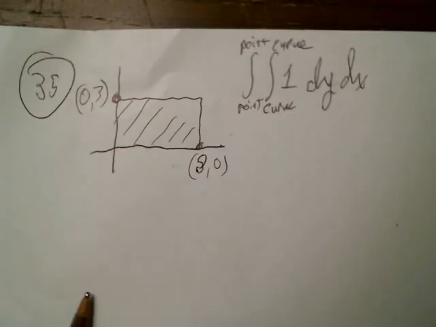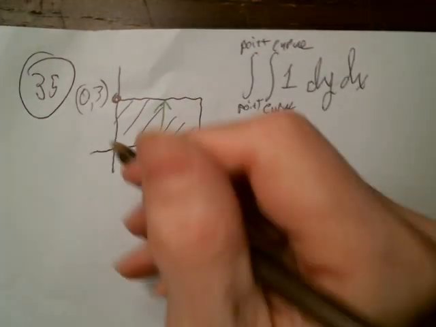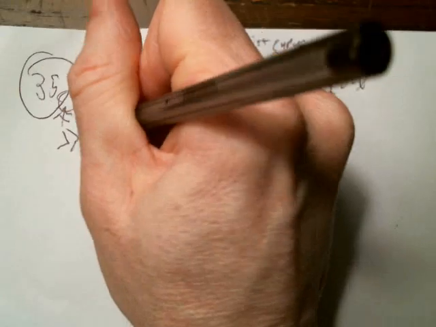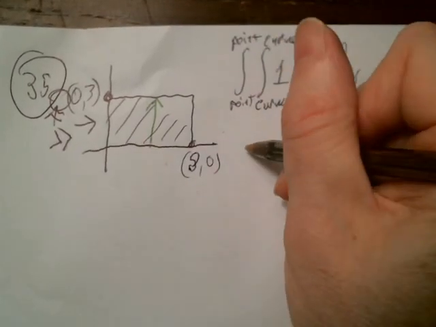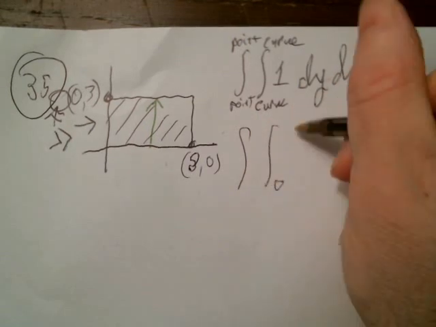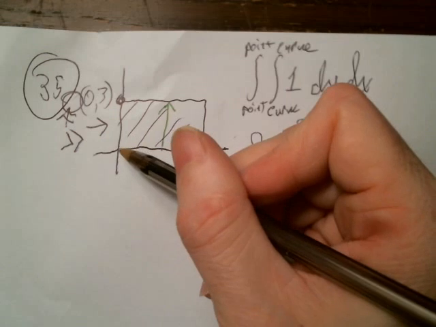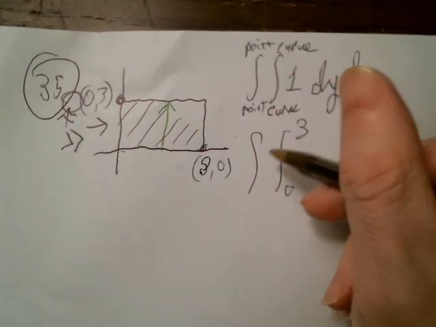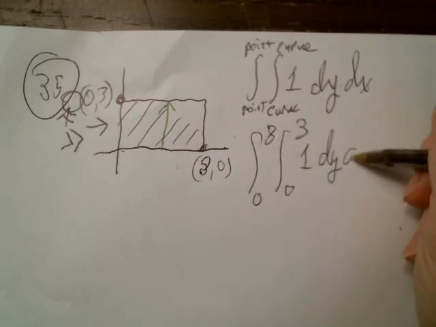Okay, so I'm going from curve to curve, and my orientation when it's in this form will be like this. It'll be the traditional orientation, right? So curve to curve, in this case, is going y equals 0 to y equals 3. And then the running Riemann-man goes from point to point, getting the areas. Okay, so the Riemann-man is going from 0 to 8, and then we have 1 dy dx.